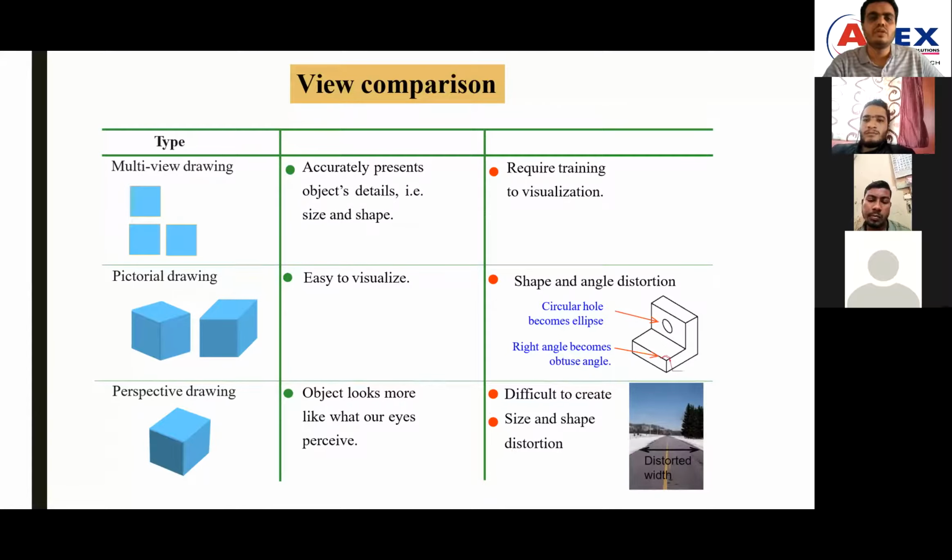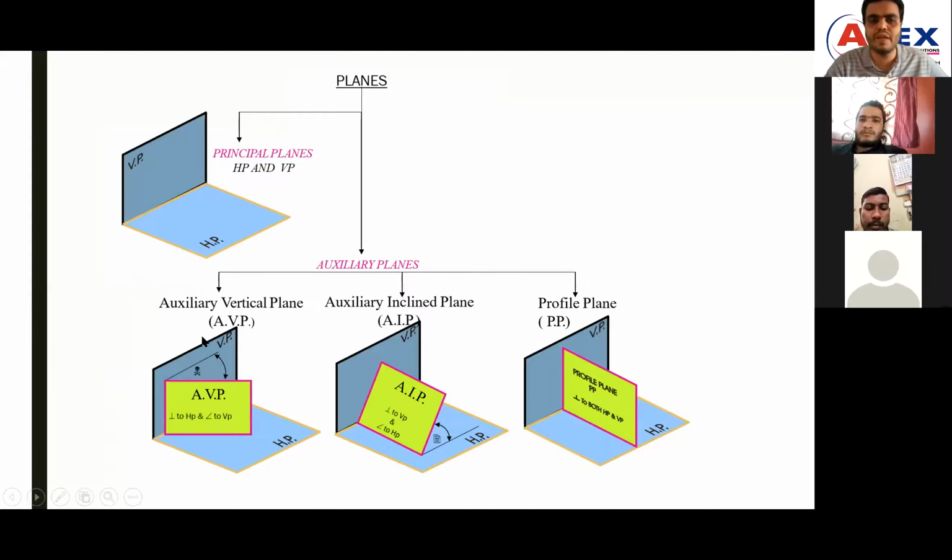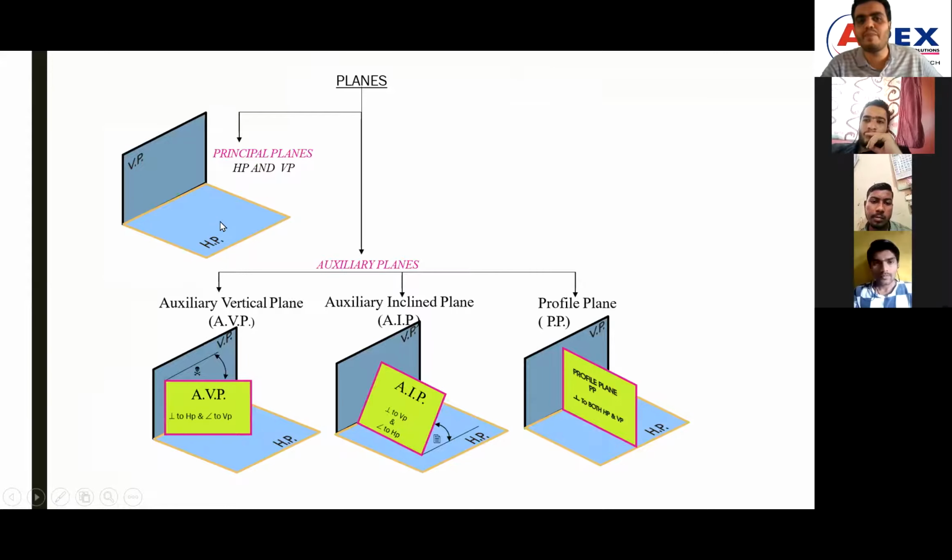Next we'll see the different planes. This is the horizontal plane, this is the vertical plane. These two are the principal planes. In an interview, they may ask which are the principal planes. You have to tell horizontal and vertical planes. And we have auxiliary planes: auxiliary vertical plane, auxiliary inclined plane, and profile plane. The auxiliary vertical plane is like this. It has been rotated by a certain angle with respect to the horizontal axis.